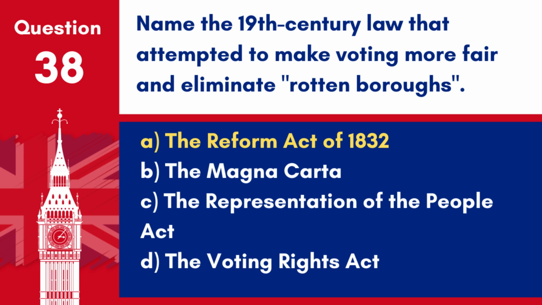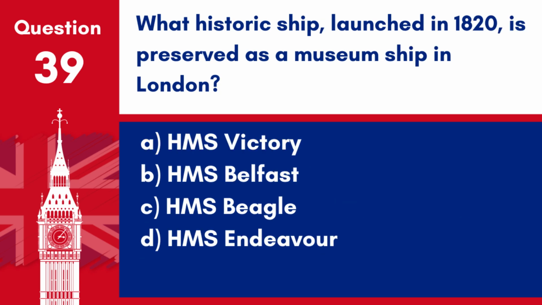The Reform Act of 1832, also known as the Great Reform Act, was aimed at making the electoral system more fair, addressing issues such as rotten boroughs, where elections were easily manipulated. Question 39. What historic ship, launched in 1820, is preserved as a museum ship in London? A. HMS Victory. B. HMS Belfast. C. HMS Beagle. D. HMS Endeavour.